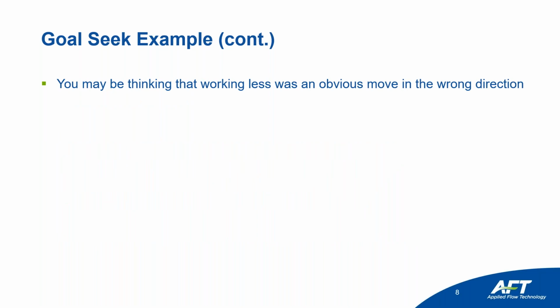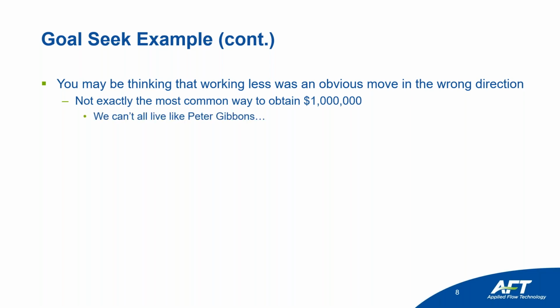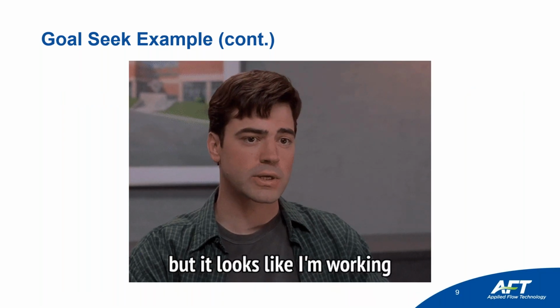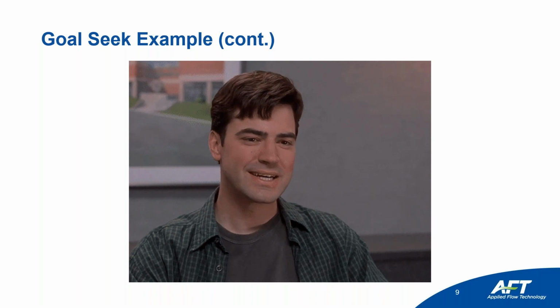And you may be thinking, well, working less was kind of an obvious move in the wrong direction, right? Especially if I did it twice. So it's not exactly the most common way to obtain $1 million because unfortunately, we can't all live like Peter Gibbons. And if only one of you gets this reference, this attempt at a joke was worth it.